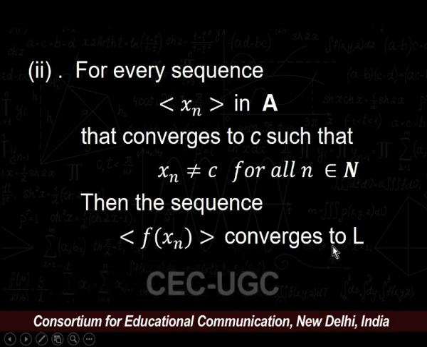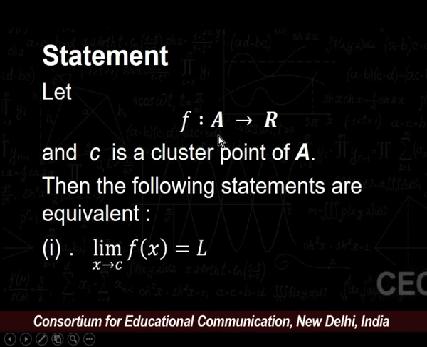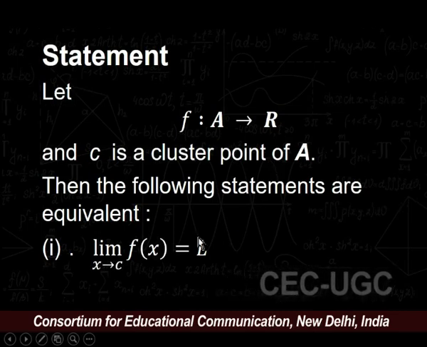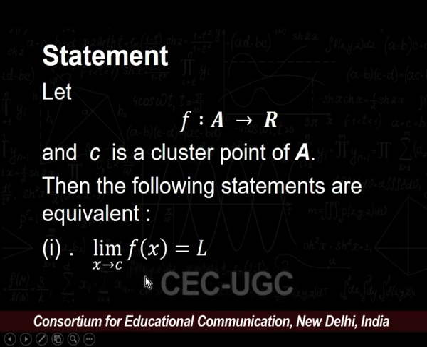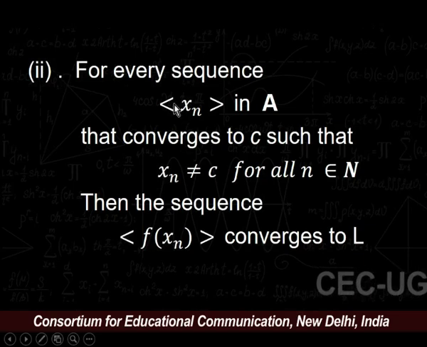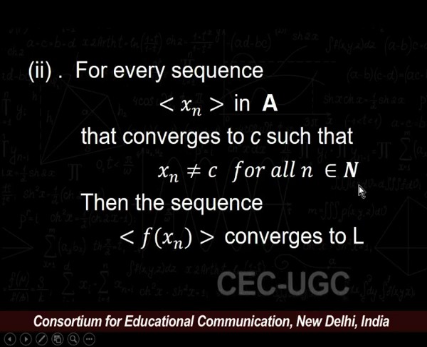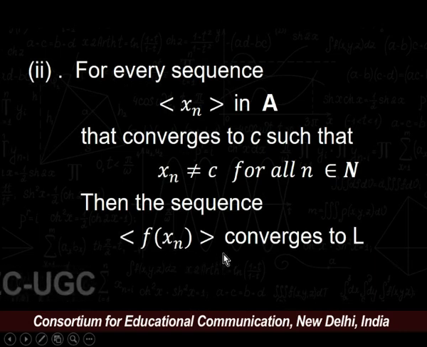I repeat the statement for the sequential criteria for limits. Our statement is: if we have a function f from A to R and c is a cluster point of A, then the following statements are equivalent. Our first statement is that the limit of the function f is equal to L when x approaches c, and the second statement is: if we have a sequence xn in A that converges to c and xn is not equal to c for all n belonging to the natural numbers, then we must have the sequence f of xn converge to L.